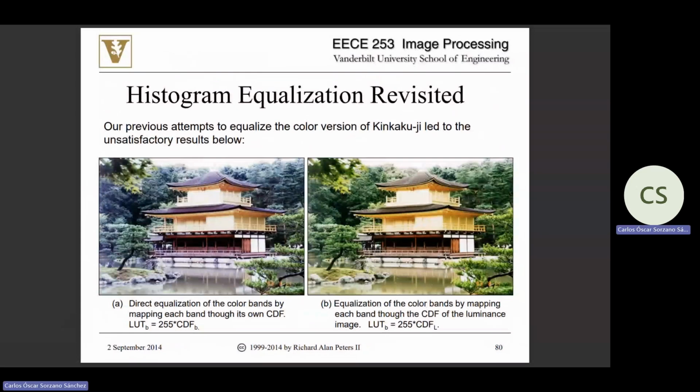So this example, we saw histogram equalization. So histogram equalization of each one of the bands having its own lookup table based on the CDF. It was this one, and it was a little bit weird. And then we use the luminance to make a transformation, and we said, okay, there are these saturation effects, but now the color relationships are more natural than in here. So here there are some kind of artificial blues and so on.